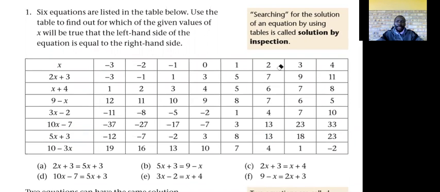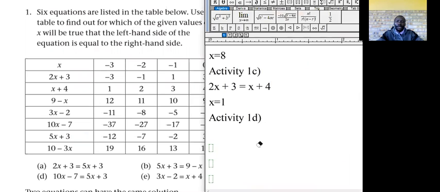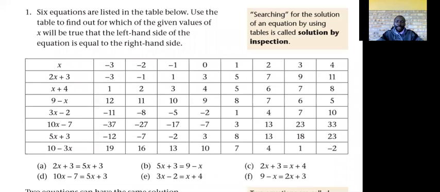We got it here. The value of x is 2. Okay, so there we go. So activity D, well, what's activity D? Activity D is right here. Yes. Okay, so this is activity D.